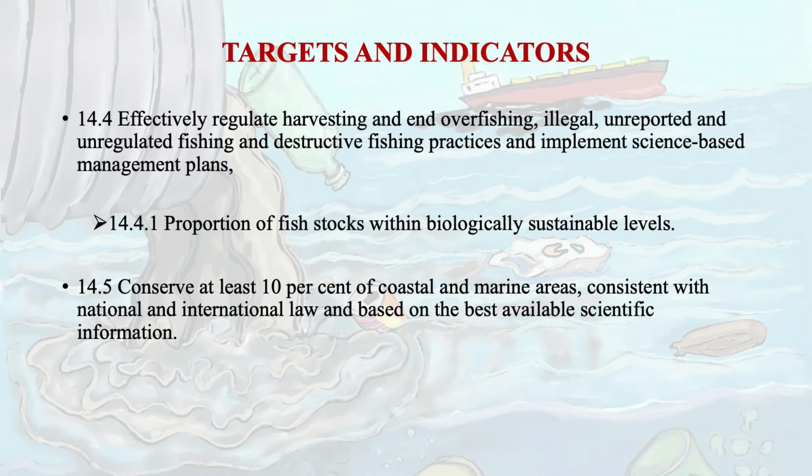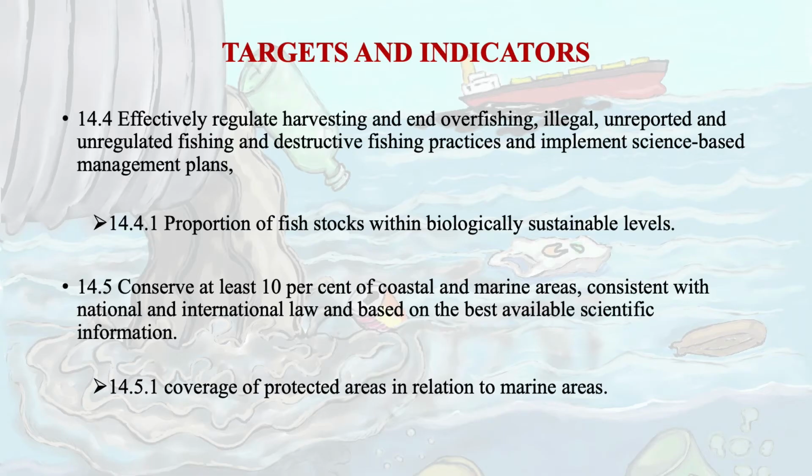Then, target number 5: conserve at least 10% of coastal and marine areas, consistent with national and international law and based on the best available scientific information. So we need to regularly collect scientific information related to the conservation and health of the ocean, and that needs collaboration between national and international organizations under the umbrella of national and international law. To look into this target, we need to find out the coverage of protected areas in relation to marine areas, right?